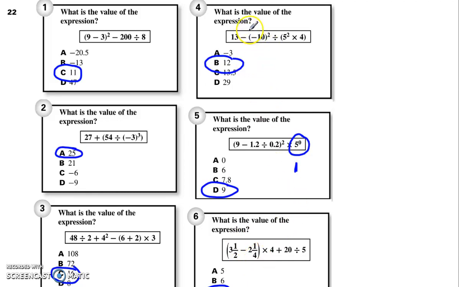Okay, up here, make sure that when you type this in, the parentheses are set the right way. The exponent applies to the negative 10. That would make that positive 100. And then 13 minus 100. Okay? So make sure you type in everything into the calculator correctly.